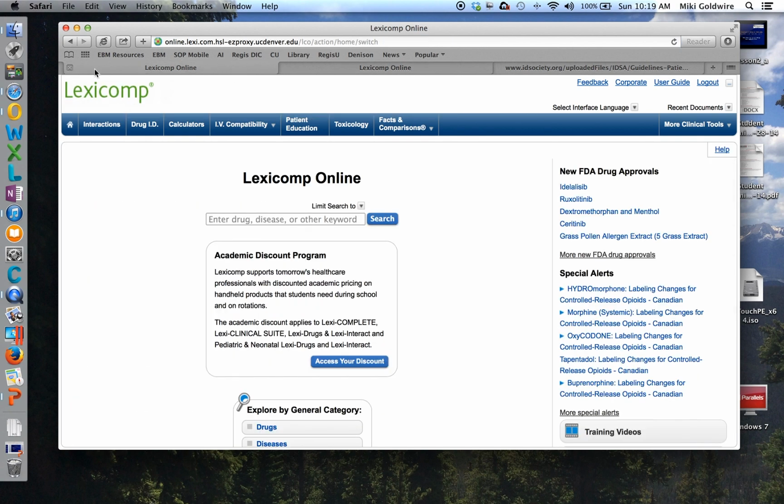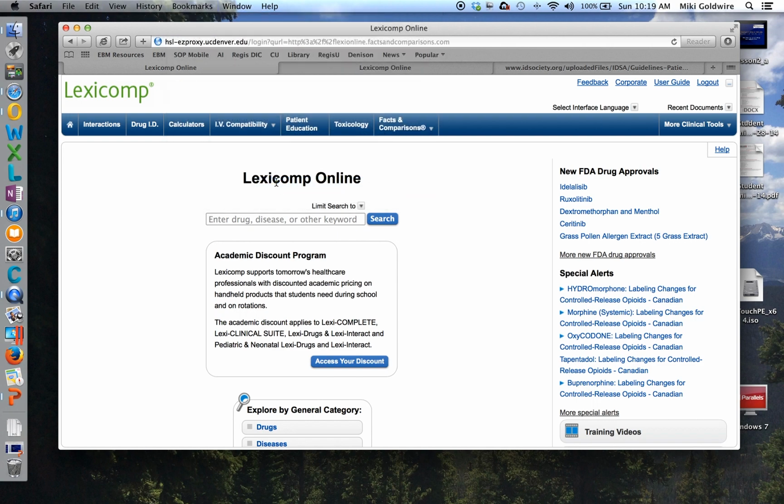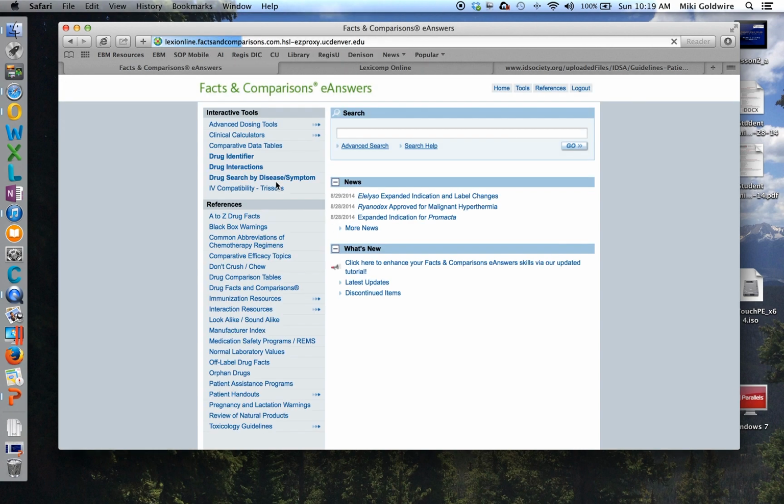So instead of Lexicomp, let's just use Facts and Comparisons. And I bookmarked my Facts and Comparisons right here. So let's go to Facts and Comparisons and type in clindamycin.